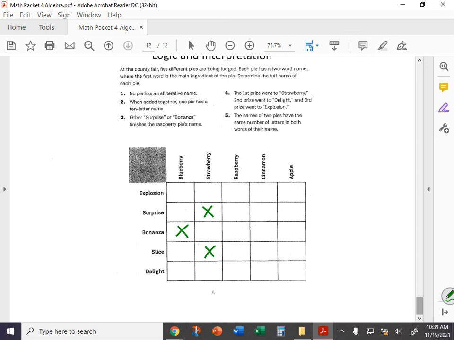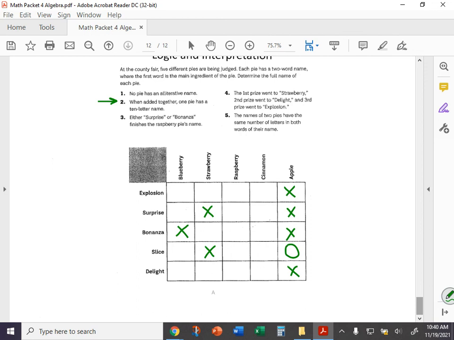Sometimes it does give you an answer directly. Number two here says, when added together, one pie has a 10-letter name. Well, the only combination that works for is apple slice, right? So this has got to be apple slice, which means we can eliminate apple explosion, apple surprise, apple bonanza, apple delight. I don't think I ever want to eat a pie that has the word surprise in it. Apple surprise! This isn't quite, I don't know.